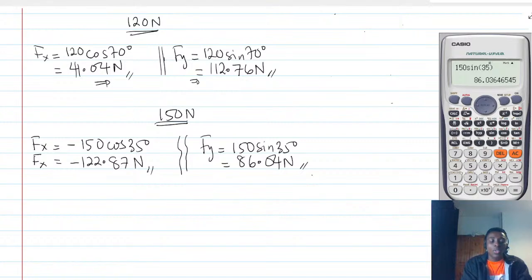Okay, so now this is what we are going to do. We are going to sum all the forces along the x, and then we are going to sum all the forces along the y. So we are going to start with the x-axis, summation of forces along the x, and the convention is that every force towards the right is positive. Is that right?